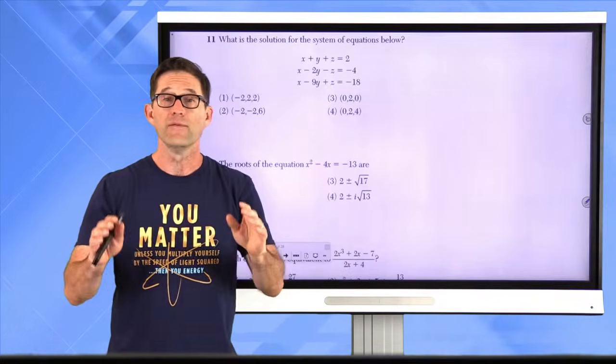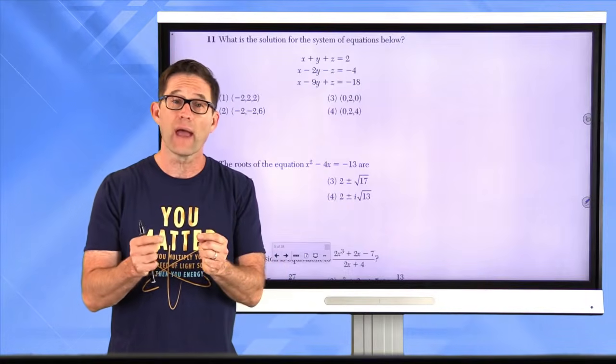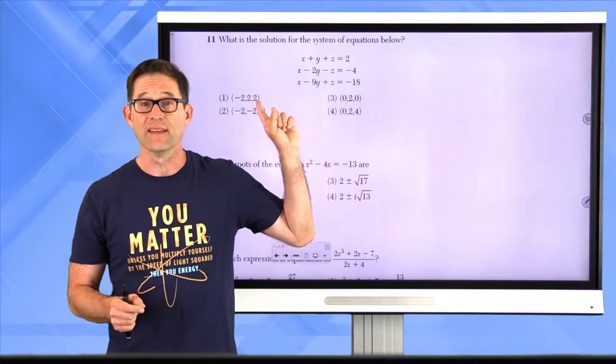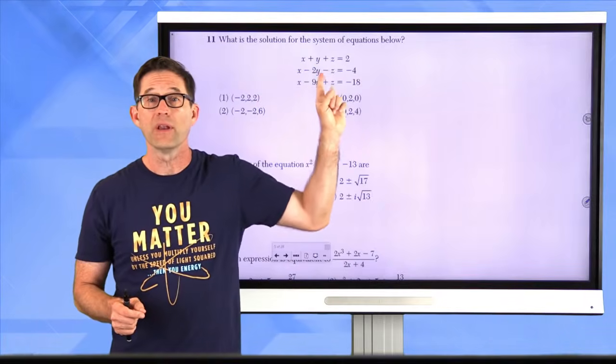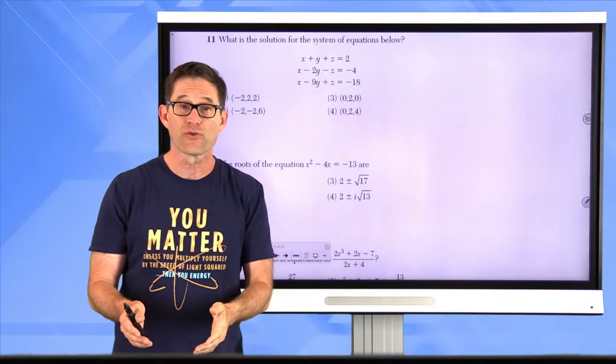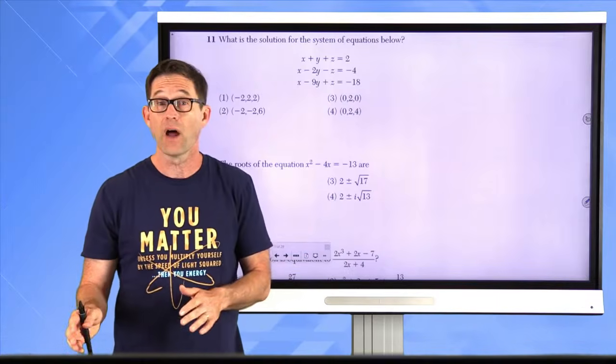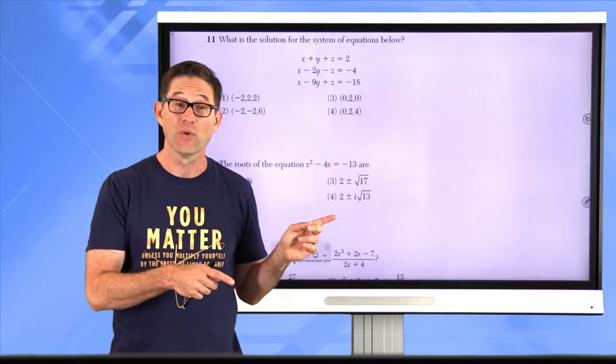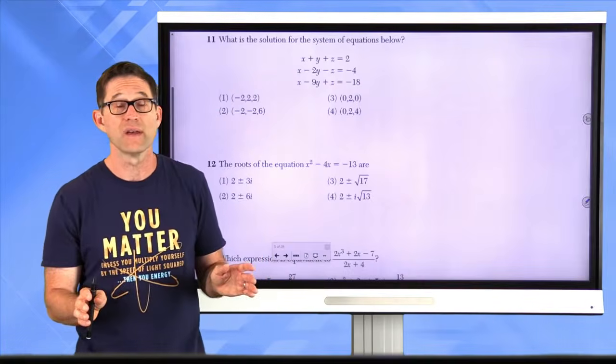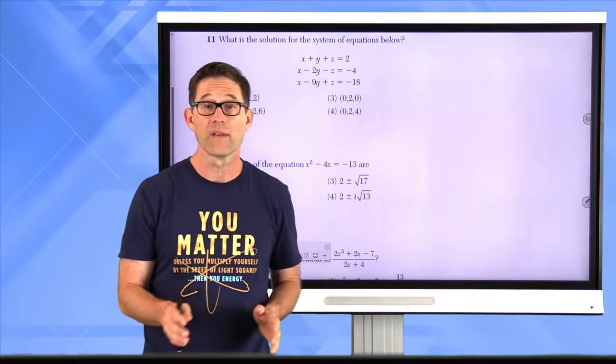And again, one very fair way of doing this, because you have 3 hours for this test, is to take choice 1 and put it into all 3 equations. See if they're all true. If they're all true, guess what? You're done. It's choice 1, move on. If it's not, then you got to look at choice 2. And as soon as you see one equation that doesn't work, it's a done deal. You move on to the next one.